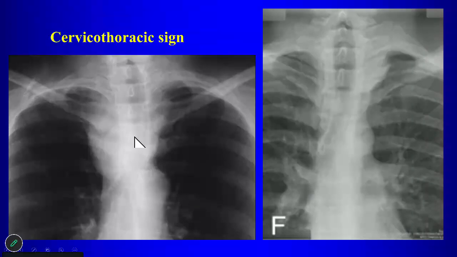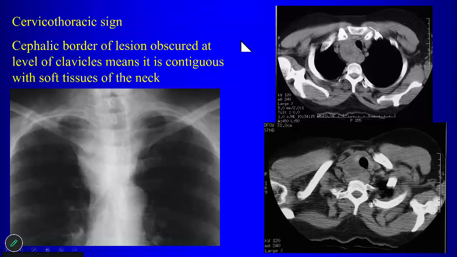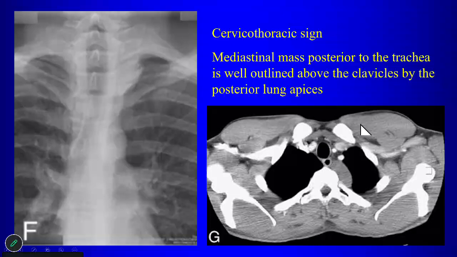Okay, so the cervicothoracic sign, if the lateral border disappears, you think of an anterior mass, as in this case, especially if there's deviation of the trachea, thyroid mass. If you can see the lateral border above the clavicle, that means it's more posteriorly located since it's interfacing with lung, and there you can go through a differential of posterior mediastinal masses, especially neurogenic tumors.